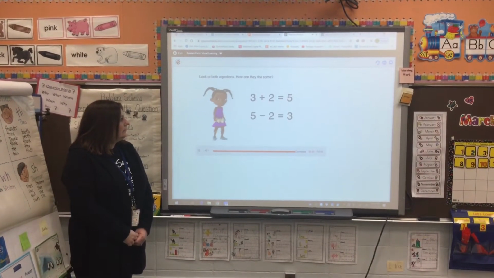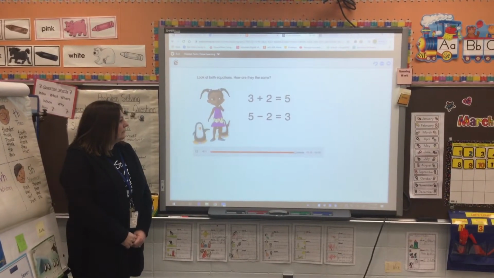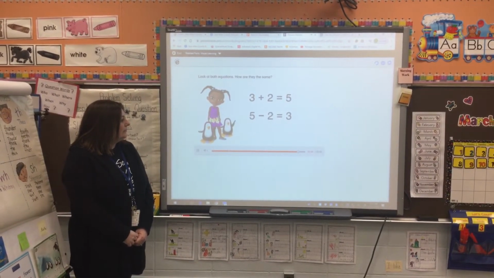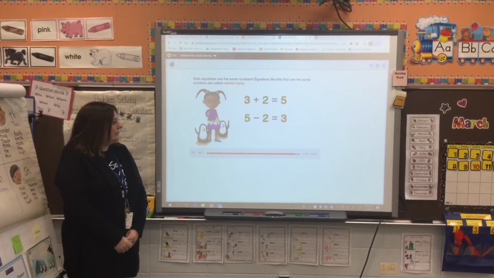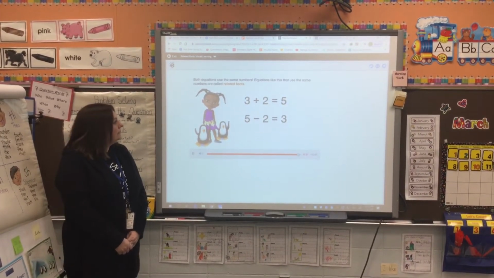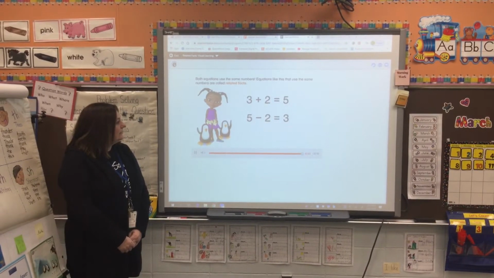Look at both equations. How are they the same? Both equations use the same numbers. Equations like this that use the same numbers are called related facts.